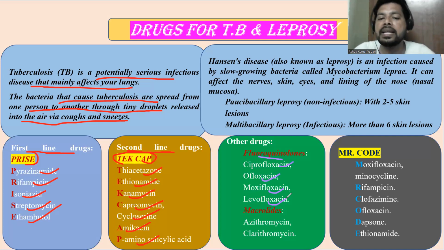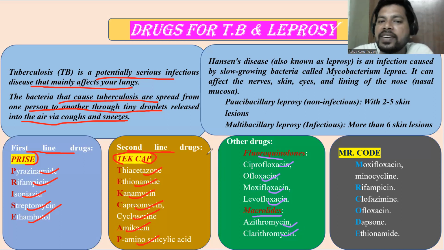The other category in the miscellaneous category is macrolides. Macrolides are also antibiotics that come under the category of protein synthesis inhibitors, inhibiting protein synthesis in the bacteria and decreasing bacterial infection. Examples are azithromycin as well as clarithromycin. So this is simply about TB and the drugs for the treatment of tuberculosis.